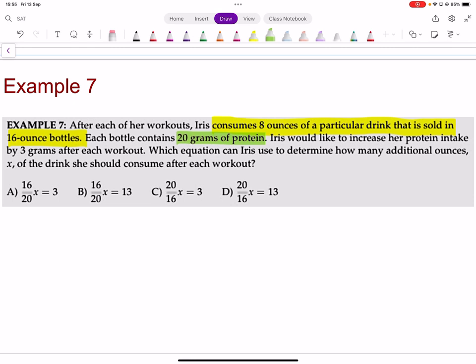How do you think about this? So X is the number of additional ounces that she would need to drink. Currently she is drinking 8 ounces. She wants to increase her intake by 3 grams. How can we think of this?